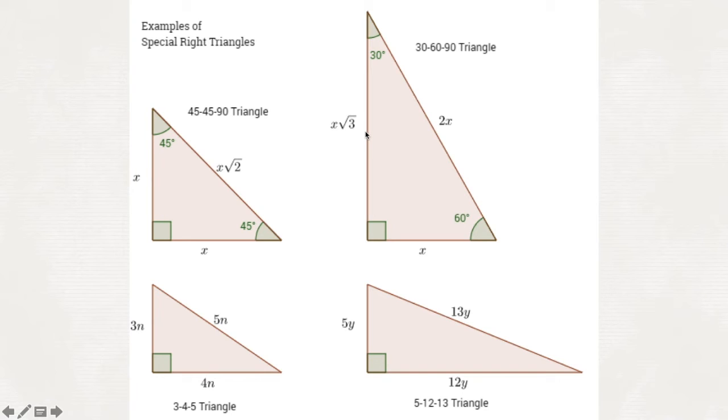A lot of times we call this the 1, 2, root 3 triangle. On the bottom here, the 3, 4, 5 and the 5, 12, 13 triangle are talking about the side lengths, and we will learn more about these later. These are called Pythagorean triples, and we'll see why they're special later.